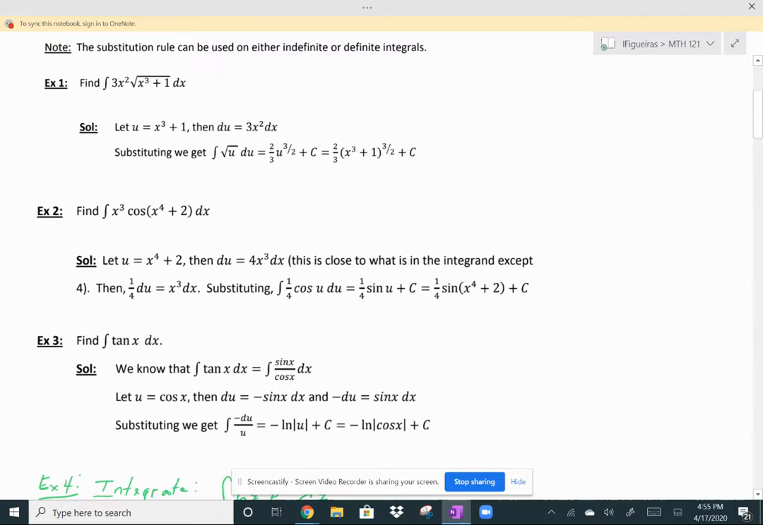We have the integral of 3x squared times the square root of x cubed plus 1 dx. So that's a product of two functions. The square root of x cubed plus 1 is the composite function. So we're going to let u equal the inner function of the composite. Then we take the differential of both sides.